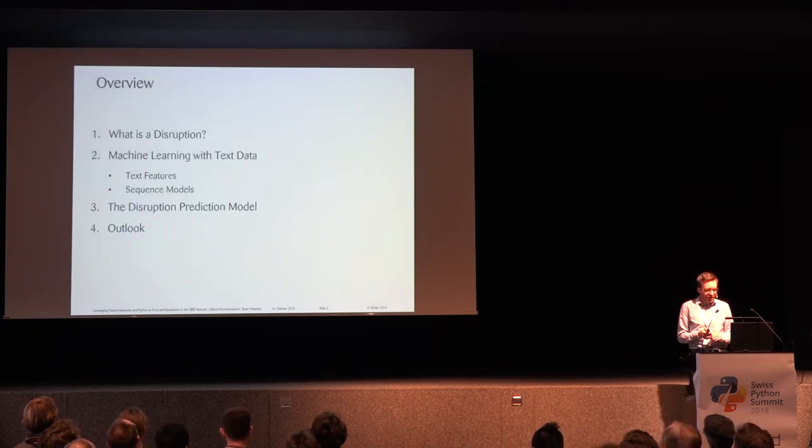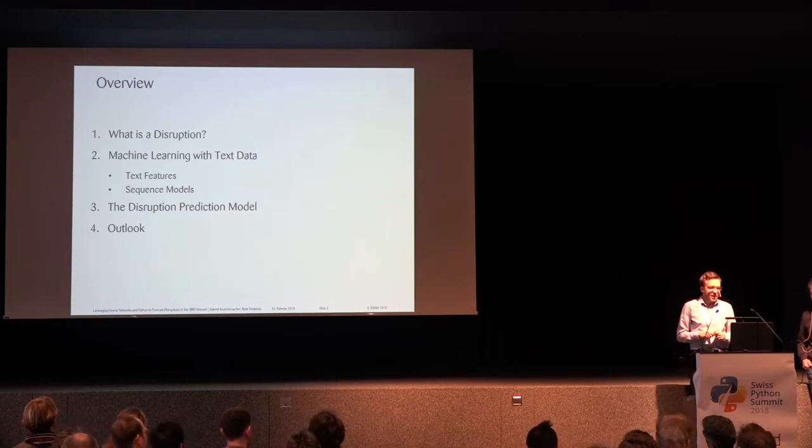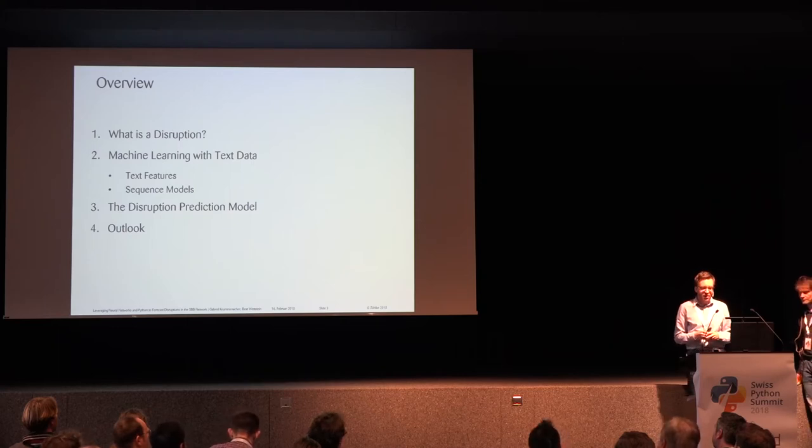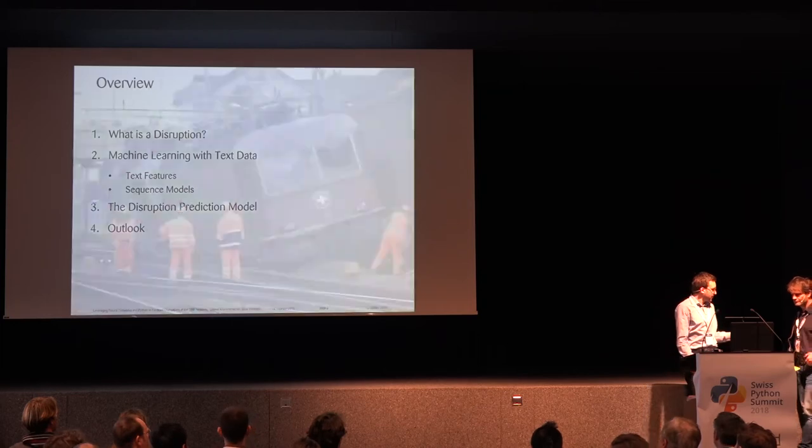In this talk, first we're going to talk about what a disruption is, then machine learning with text data, because these are text messages. I'm going to briefly introduce some text features that we used, and then sequence models, like how can we model something that's not just independent data points. I'm going to show what the model looks like that we came up with to predict these disruptions, and then what we try to do with this now. But first, Beat is going to show you about disruptions.